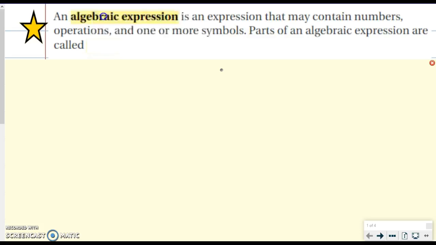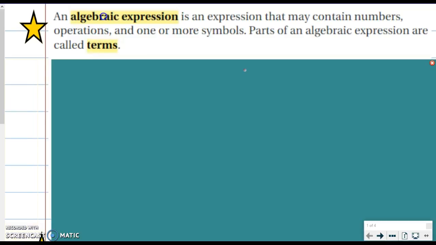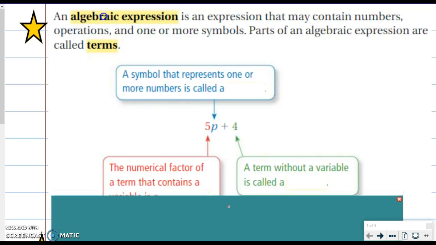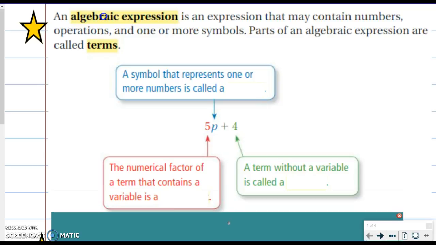An algebraic expression is an expression that may contain numbers, operations, and one or more symbols. Parts of the algebraic expression are called terms. All right, so let's take a look at some of our examples here. I know you have an example written down from the other day. If you'd like to add a new one, that would be a great idea. A symbol that represents one or more numbers is called a variable. I know we labeled it the other day, but if you could add the definition, that would be excellent. Remember, this notebook is something that you can use on your quizzes in the future.